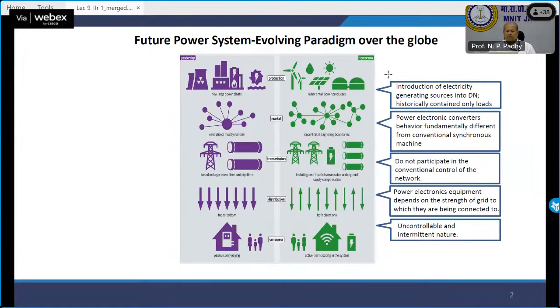for these converters behavior fundamentally different from conventional synchronous machine, do not participate in the conventional control of the network. Power electronic equipment depends on the strength of the grid to which they are being connected and uncontrollable and intermittent in nature. Previously, it was very straight and controlled, but today they are uncontrollable and intermittent in nature.